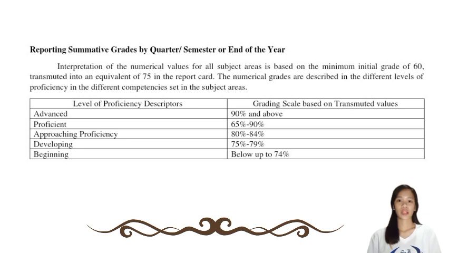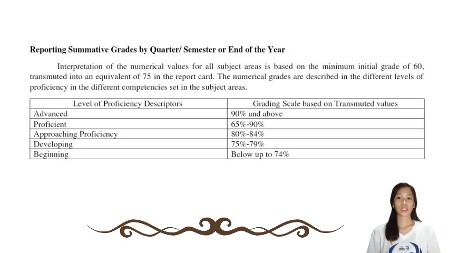The interpretation of the numerical values for all subject areas is based on the minimum initial grade of 60, transmuted into an equivalent of 75 in the report card. The numerical grades are described in different levels of proficiency in the different components or competencies set in the subject areas. The interval scale computed for levels of learning outcomes is given level of proficiency descriptions. This interpretation is used for all learning areas or subjects in basic education.